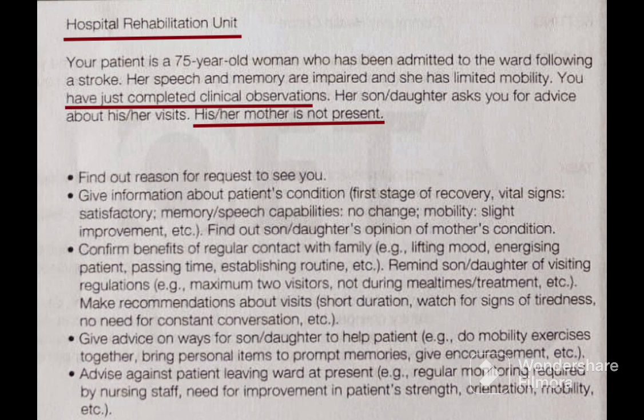So here you can see your patient is a 75-year-old woman who has been admitted to the ward following a stroke. Her speech and memory are impaired and she has limited mobility. You have just completed clinical observation. Clinical observation means vital sign monitoring. Her son or daughter asks you for advice about his or her visit. His or her mother is not present. Here also you can see that the patient is not present, that means you are talking in the corridor or in the nursing station or outside the room. So here also it is important you ask in detail regarding the patient during the conversation.